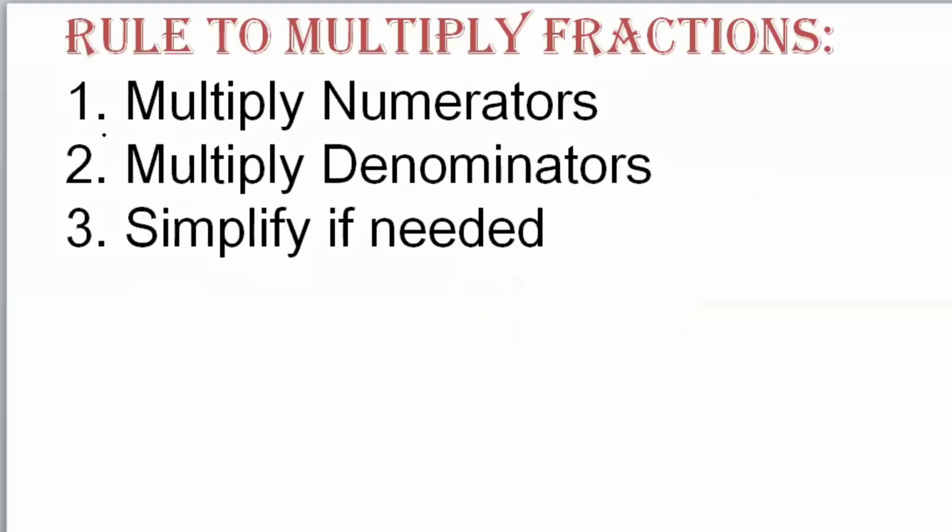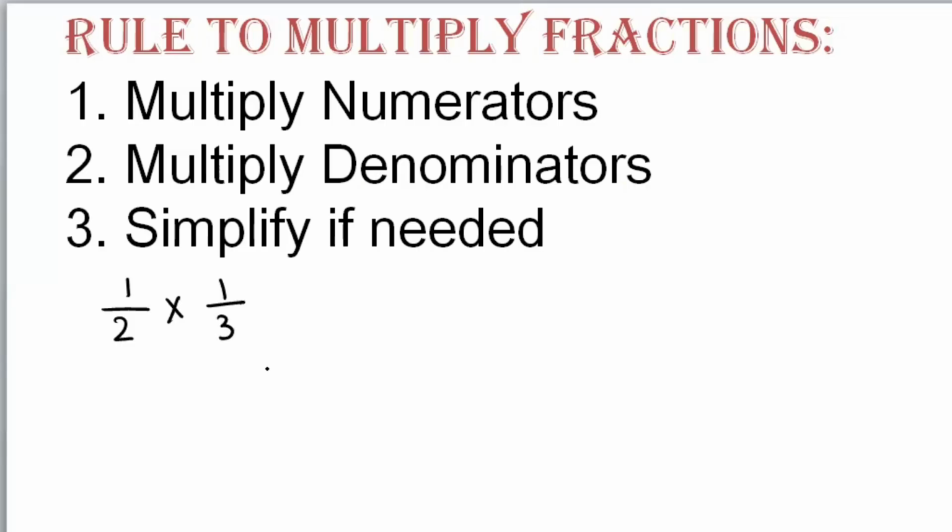First, we have to multiply the numerators, then we have to multiply the denominators. And if we can simplify it, we can simplify it also. Okay. So when we are talking about the multiplication of fractions, it means finding a part of a part. Multiplying fractions means finding a part of a part. For example, 1 over 2 multiplied by 1 over 3.